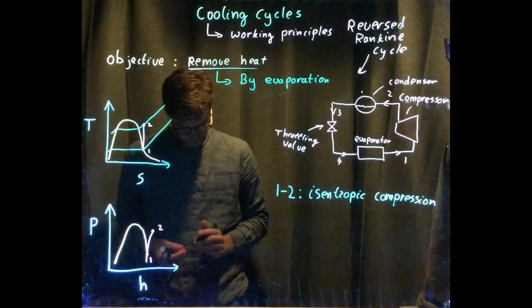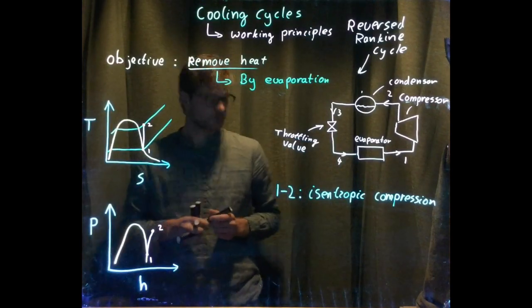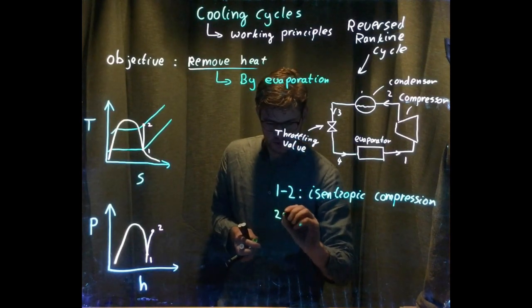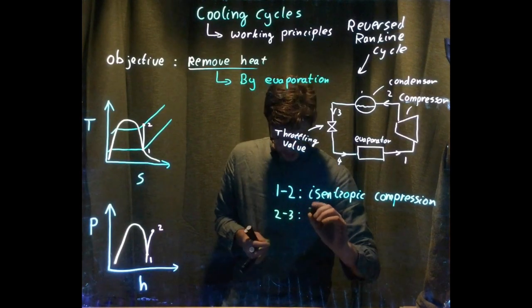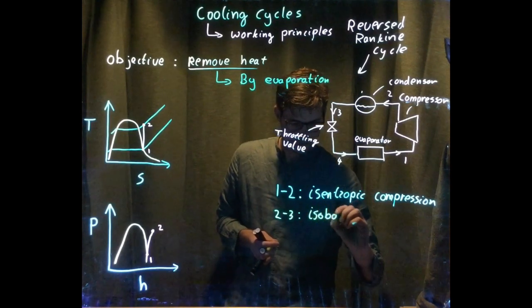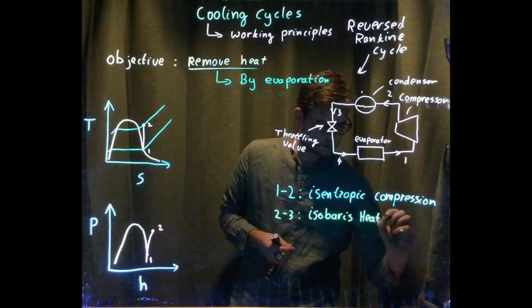So in the second stage, I'm going to get rid of all of the heat at a constant pressure. So let's call it stage 2 till 3. And that is isobaric heat rejection.